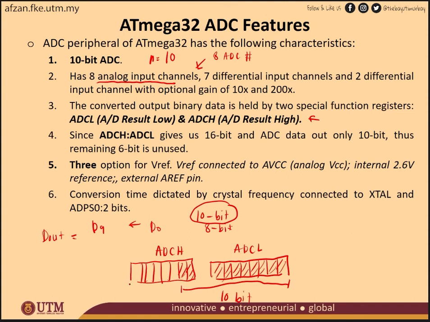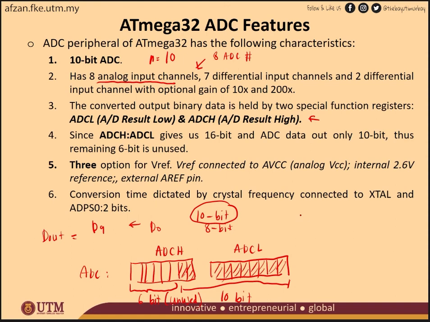Alright, what about the remaining bits here? Okay, so this 6-bit here will be unused. This becomes unused data because the total bit here for ADCH and ADCL, or we call it ADC, is 16-bit, but we only use 10-bit, so 6-bit will be unused. Okay, there are 3 options for VREF.